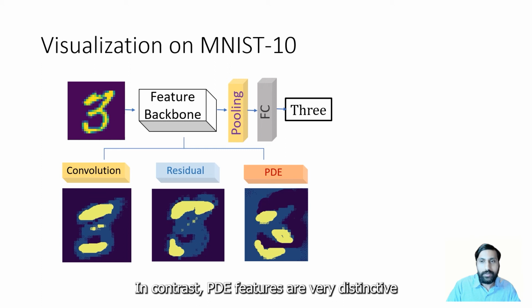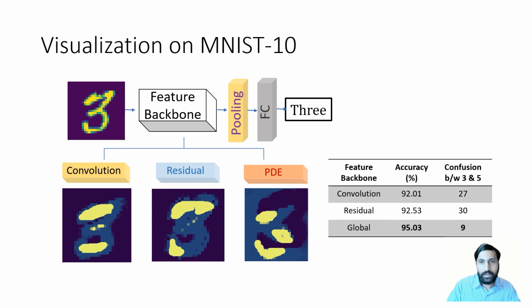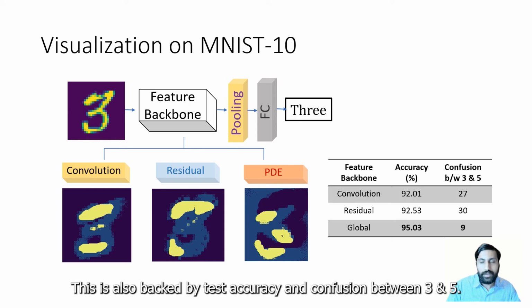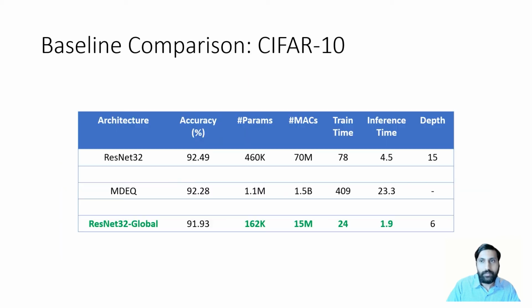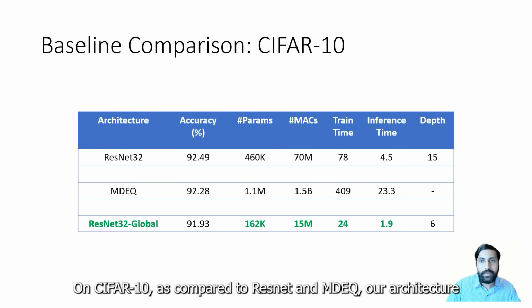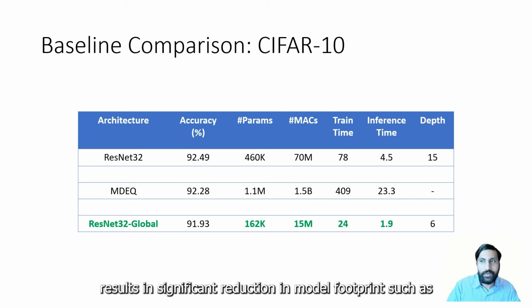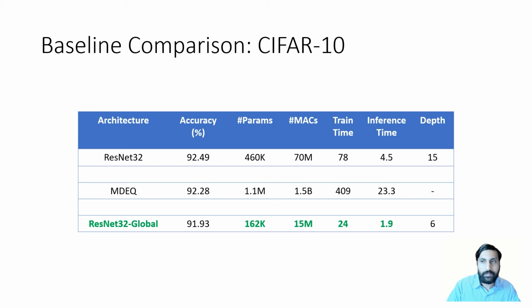In contrast, PDE features are very distinctive and clearly highlight the various curves in the digit 3. This is also backed by the test accuracy and the confusion between digit 3 and 5. On CIFAR-10, as compared to ResNet and MDEC, our architecture results in significant reduction in model footprint, such as storage, compute, and inference time, without significant loss in performance.